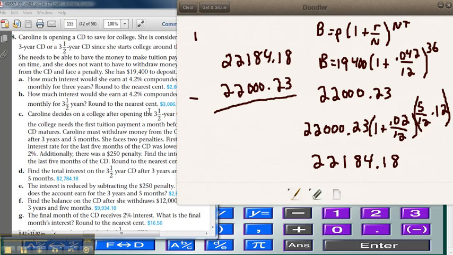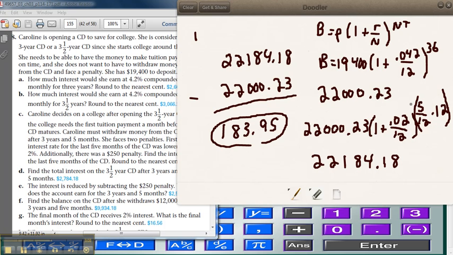Okay, and finally when we subtract those values, we get $183.95. That's how much interest Caroline earned for the last 5 months.